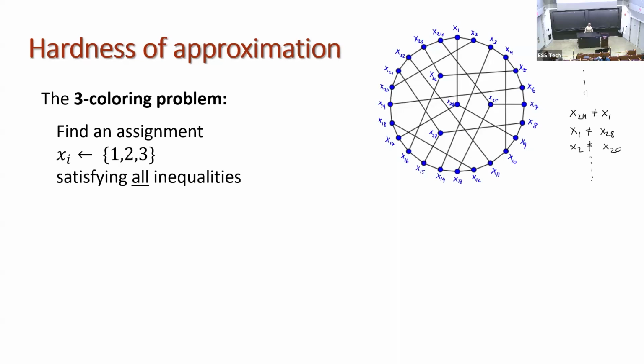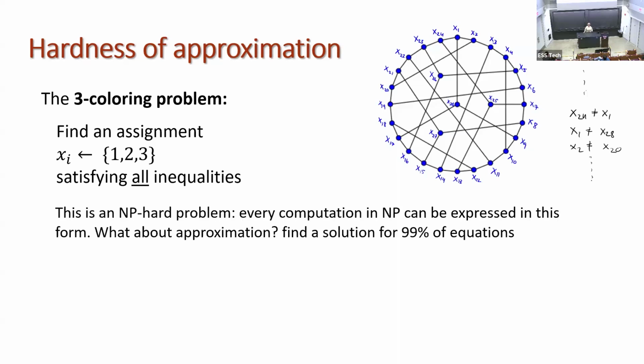And really what's described here is something we call the three-coloring problem. It's the problem of finding an assignment to each variable from three values, 1 to 3, or red, white, and blue, or who knows. And you want to satisfy all of these inequalities. So this is a computational problem. You can go over all possible solutions and see if there exists one, but that would take you exponential time. And it turns out that this is an NP-hard question.